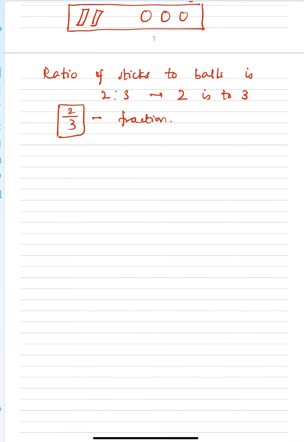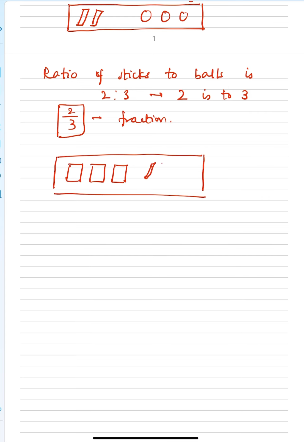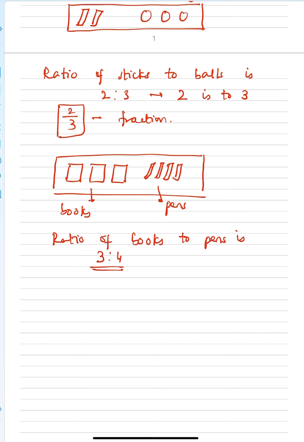got it? Suppose in another box, let me take one more box. Now there are books. 3 books are there. Okay, and say 4 pens are there. These are pens and these are books. So we will say ratio of books to pens is 3:4. This is called 3:4. Got it? So this is nothing but comparison of two groups.